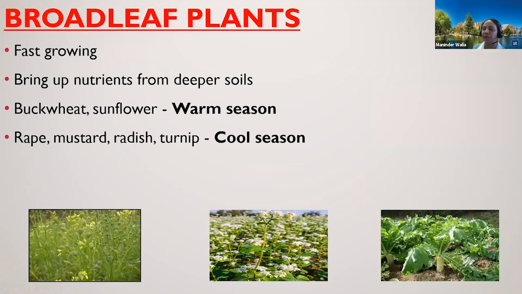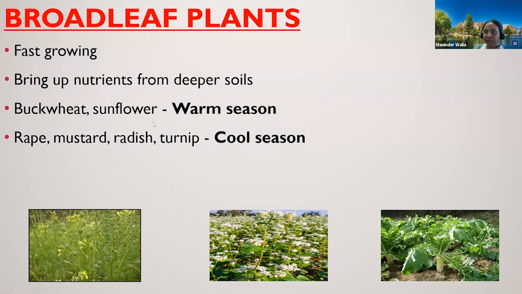Okay, so other than the grasses, including the cereals, there are broadleaf plants, which are plants with leaves that have a flat and relatively broad surface. This surface is often marked with a network of prominent veins. And they're fast growing too. They bring up nutrients from the deeper soils and release them upon decomposition, which helps nutrient cycling. As with the grasses, they can be grown in the warm season and the cool season, depending upon the time of the year you are interested in, or when the fields are fallow or after vegetable harvest.